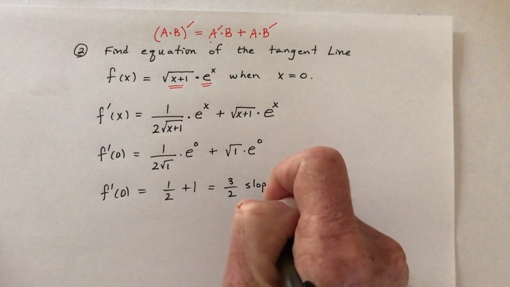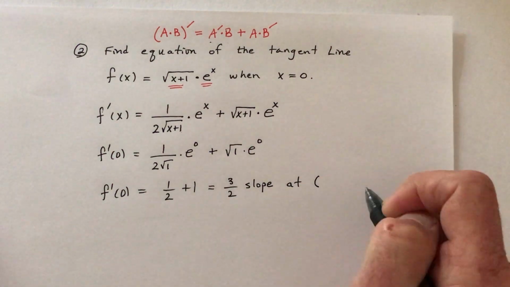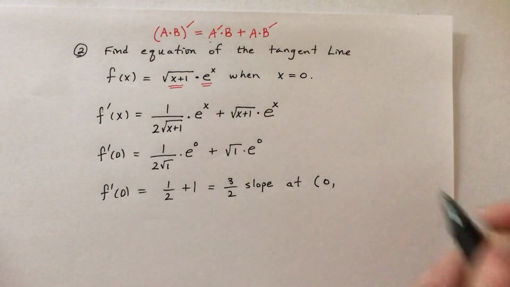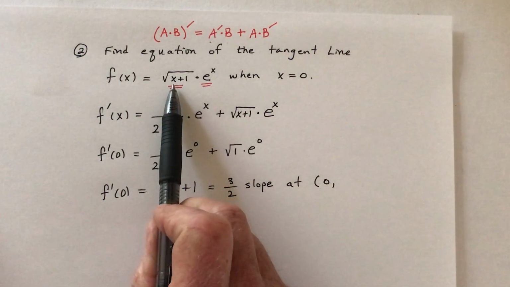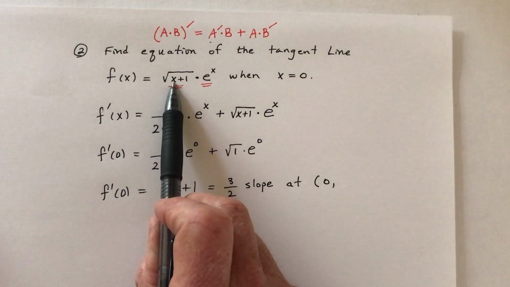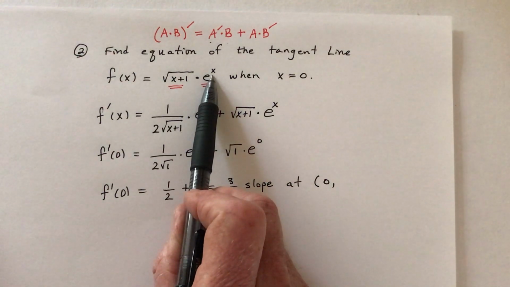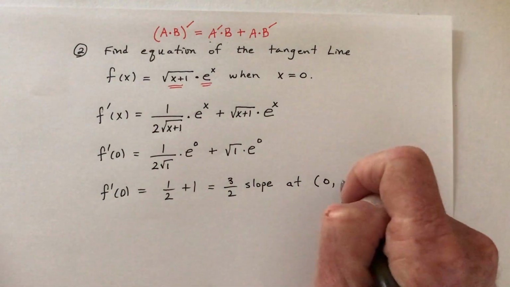Now the derivative gives you the slope of the tangent line. We also need the point that it goes through. So x is equal to 0, but I don't know what y equals. Well, I just need to take 0 and put it back into the original function. So this would be 0 plus 1, so that's just 1. And then if I plug in 0 right here, e to the 0 is 1. So this is 1 and this is 1, which means that the y value is 1.